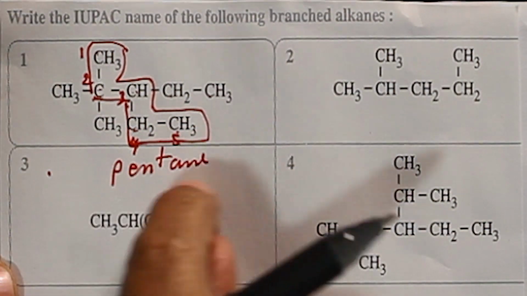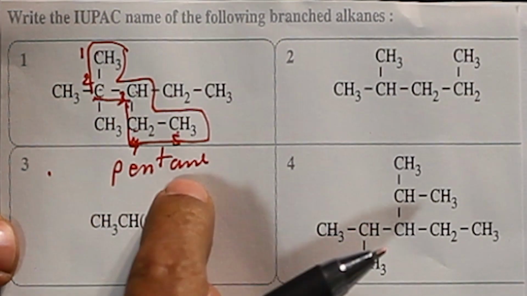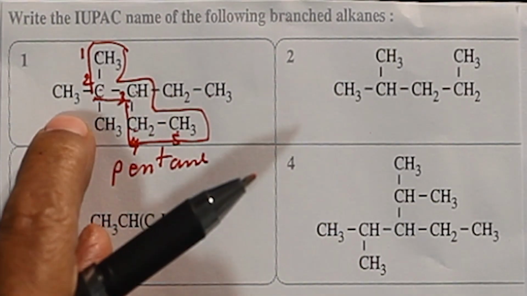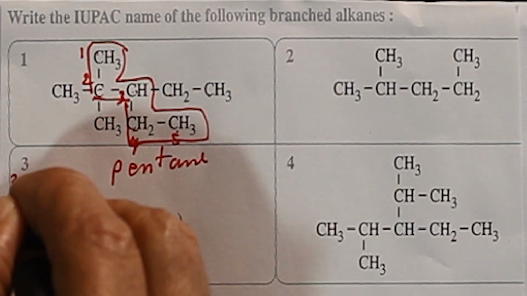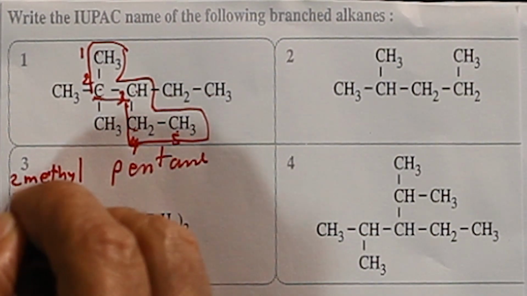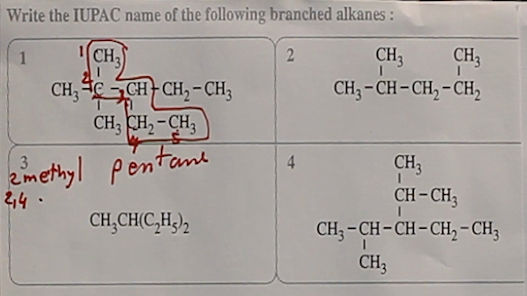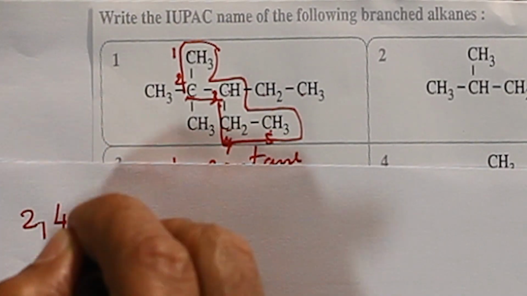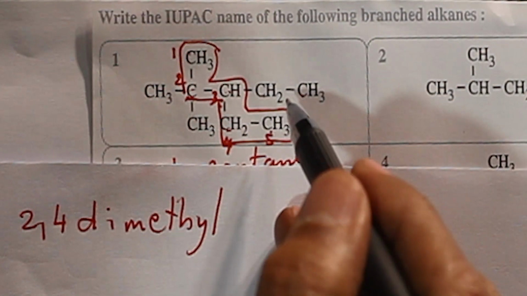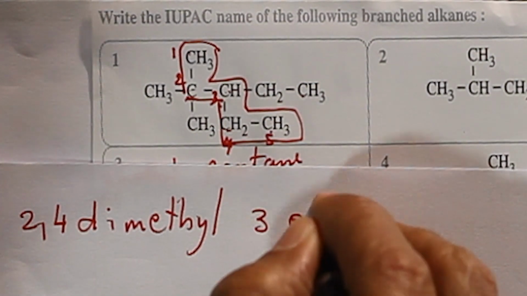Pentane. Pent means 5 carbon atoms, and this compound is saturated compound. We have a branch at carbon number 2, 2-methyl, 4-methyl, 2,4-dimethyl. We can write it 2,4-dimethyl. And we have ethyl at carbon number 3, 3-ethyl.